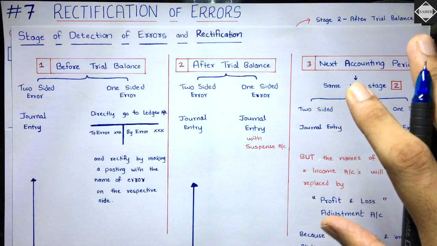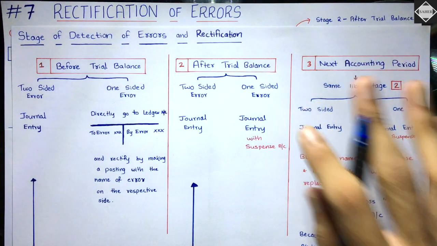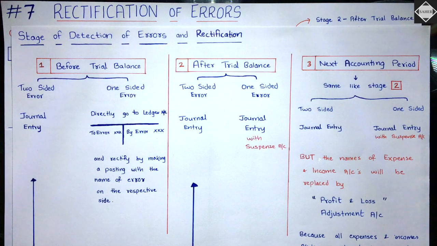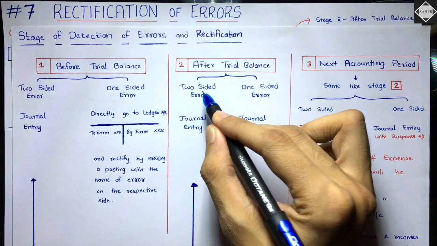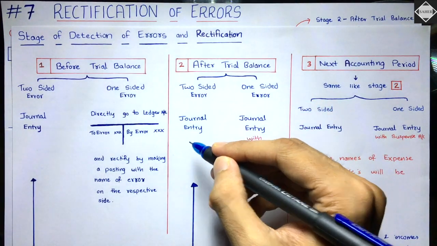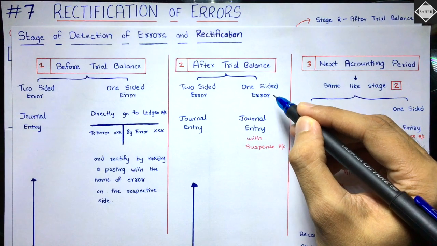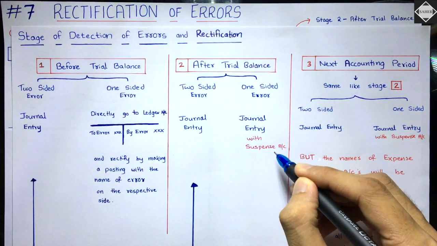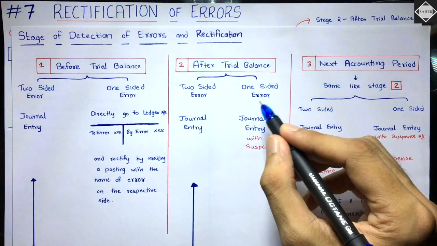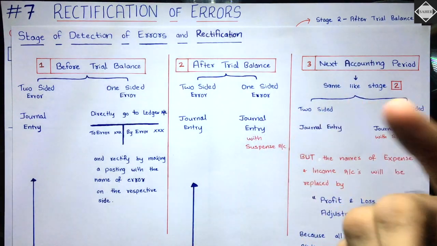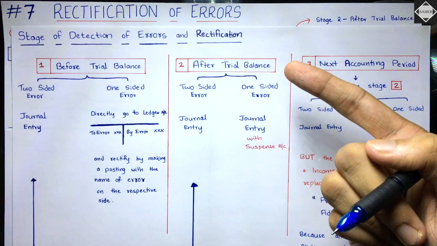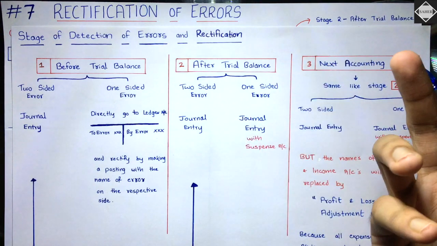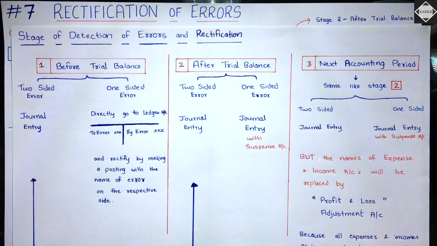What did I tell you over here? I told you that to rectify these types of errors, you have to follow the same thing you do in the second stage. Two-sided error: journal entry, record something, reverse something. One-sided error means you have to make use of the suspense account. The mistake is there only in one account, so you will only rectify that account, either debit or credit it depending upon the error, and then the journal entry will be incomplete, so you will complete it with the suspense account. This is the approach you have to follow.